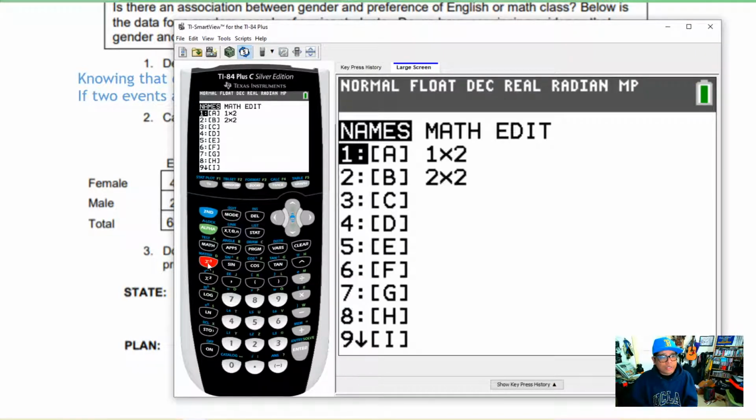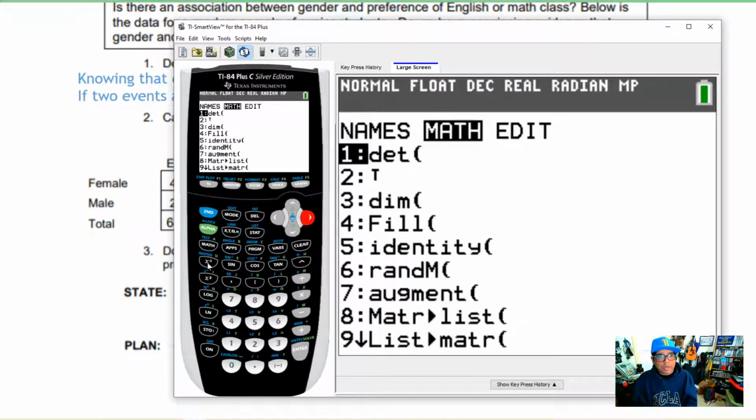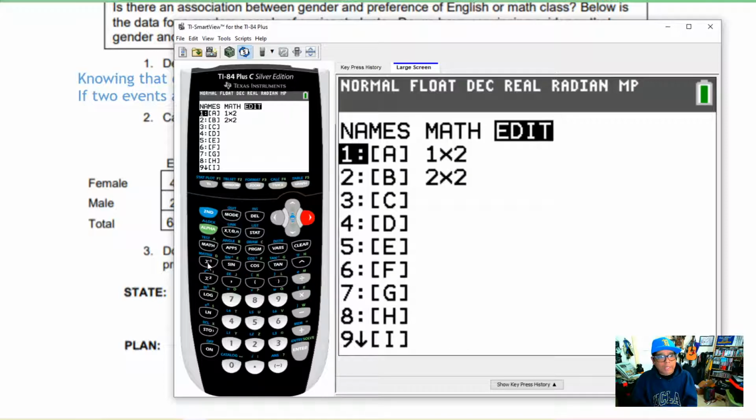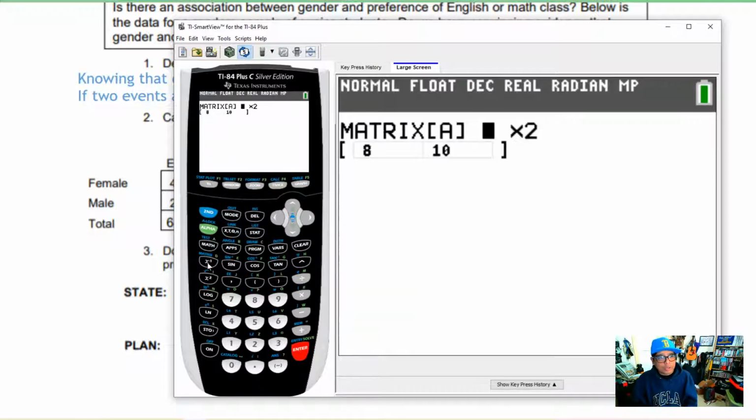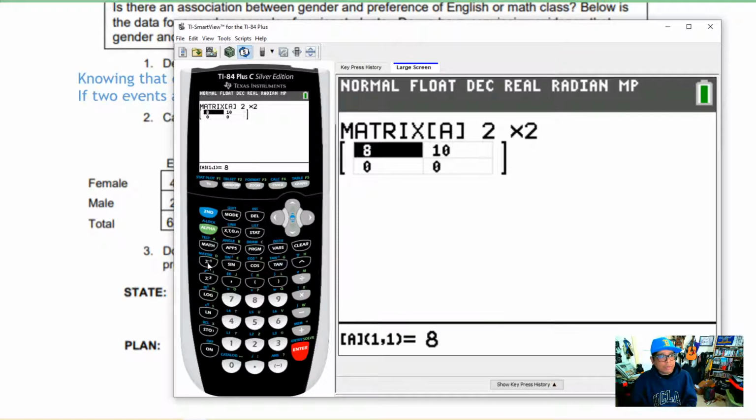So here's our matrix, and the first trick here is that you're not going to go to names. You're going to go to edit, push enter. So now you're editing matrix A. Now we don't want the matrix that has all of the marginal totals. The data is only a 2 by 2 matrix. So push enter to go from field to field, and now we're just going to enter in all of our data.